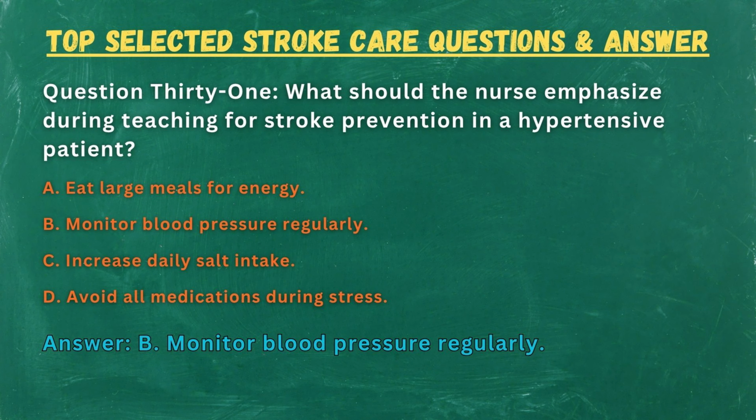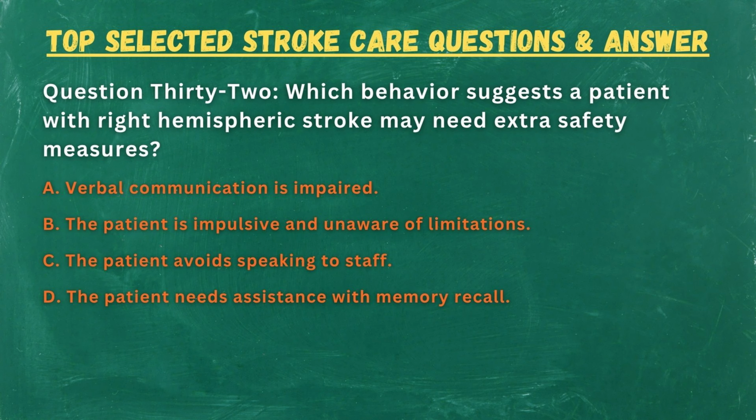Answer: B. Monitor blood pressure regularly. Question 32. Which behavior suggests a patient with right hemispheric stroke may need extra safety measures? A. Verbal communication is impaired. B. The patient is impulsive and unaware of limitations. C. The patient avoids speaking to staff. D. The patient needs assistance with memory recall.